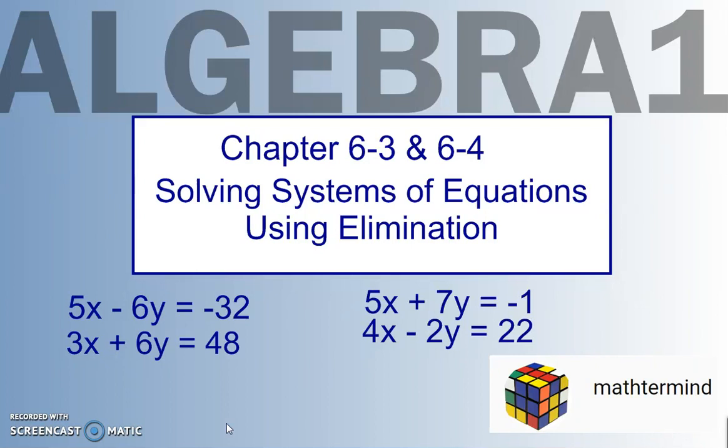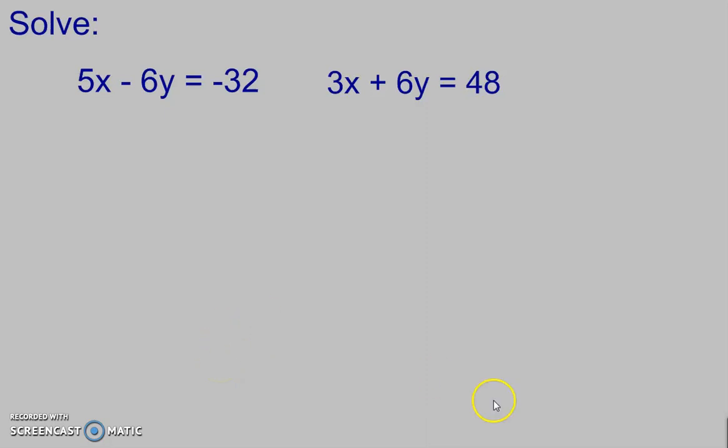We're looking at solving systems of equations. We've looked at graphing, and we've looked at substitution. So today we're looking at elimination. If I want to solve two equations by eliminating, first I'm going to line them up so the like terms align. So there we have the x's and the y's.